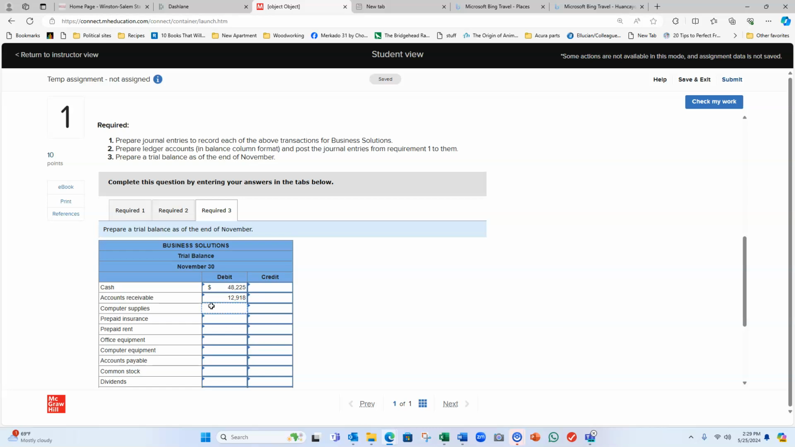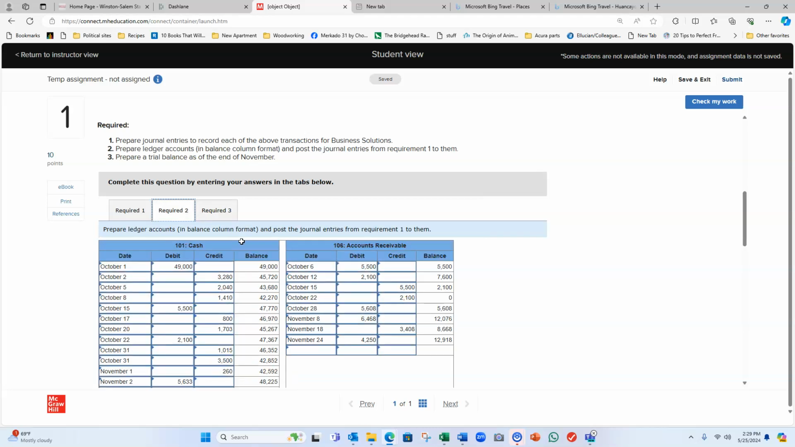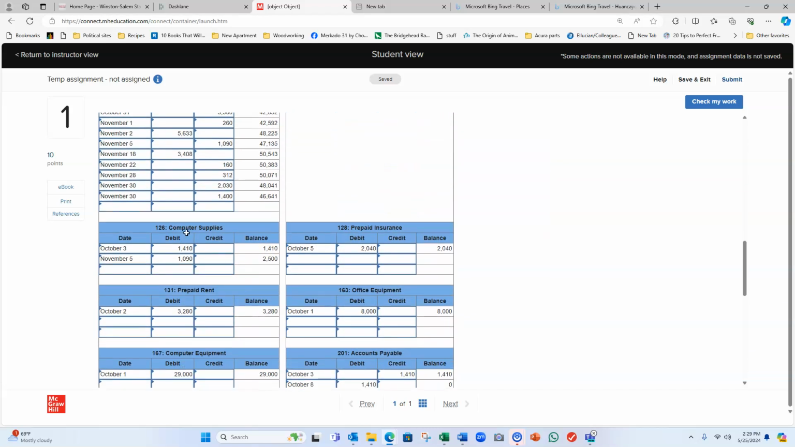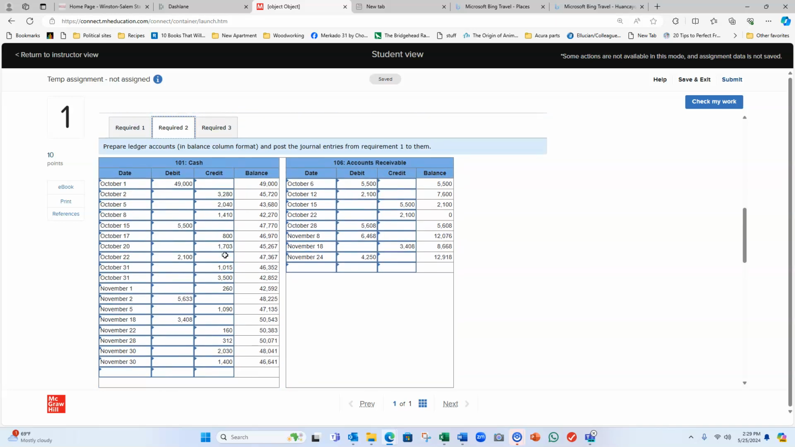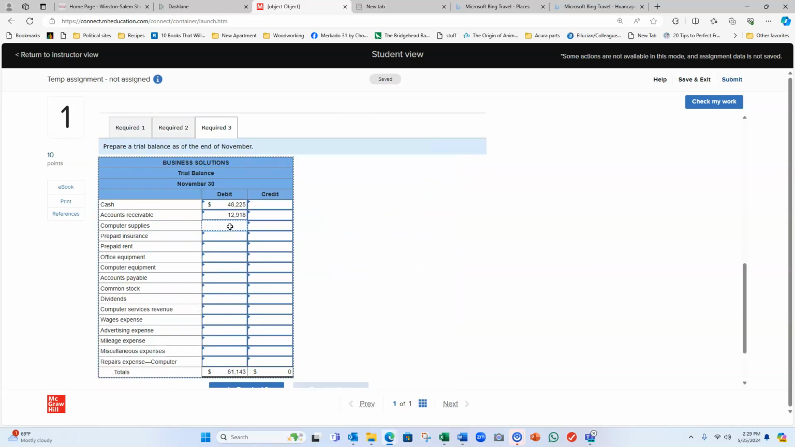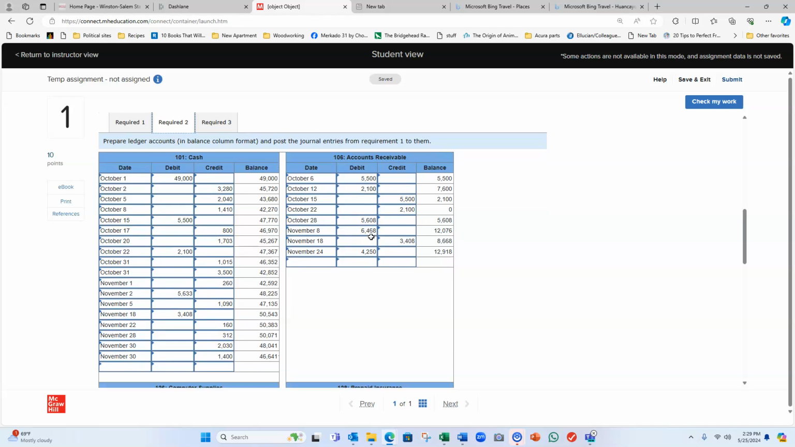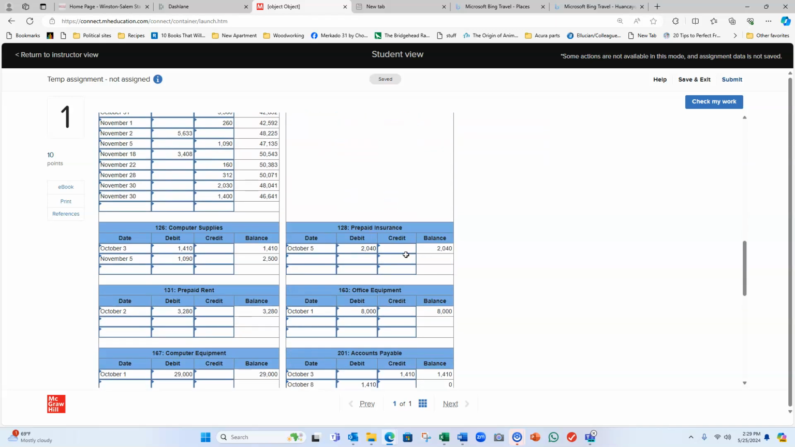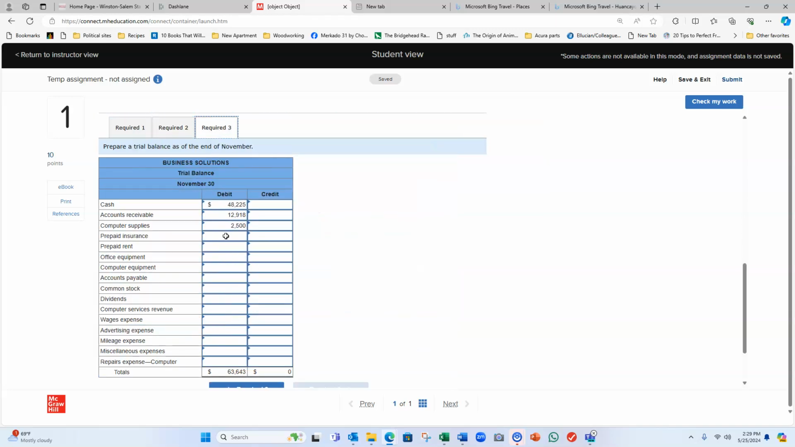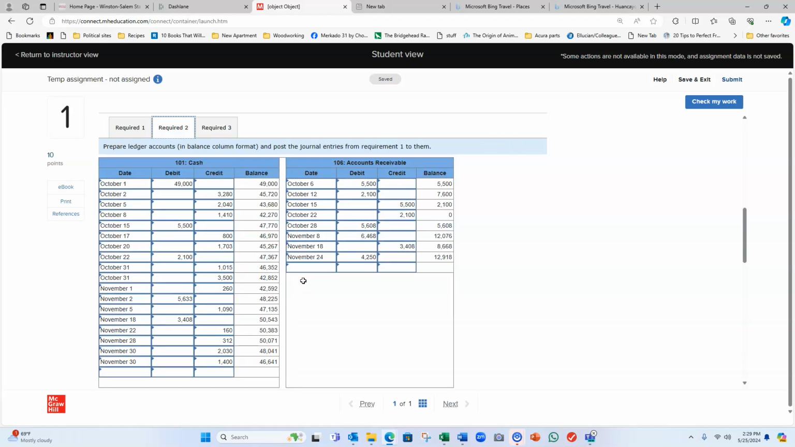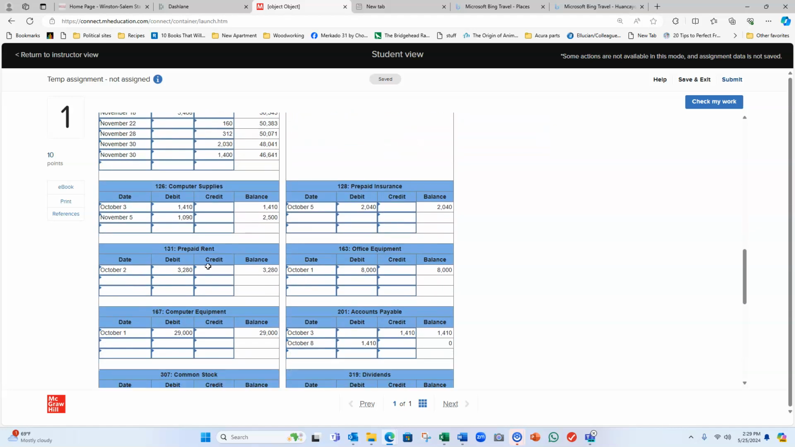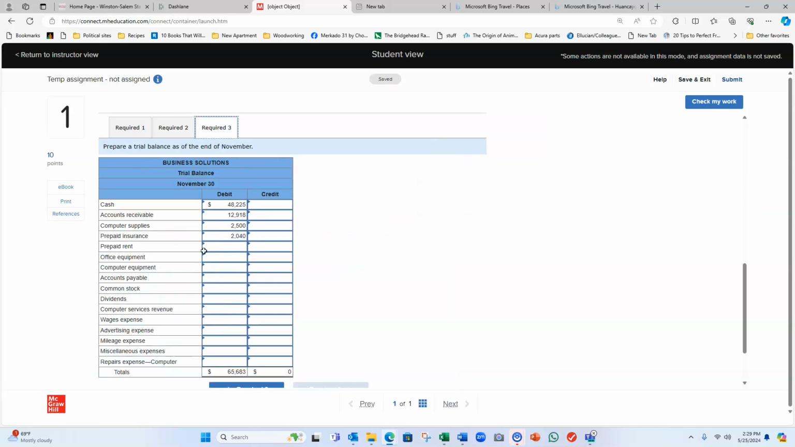Computer supplies is an asset. It's going to have a debit balance. Computer supplies has a debit balance of $2,500. Prepaid insurance has a debit balance of $2,040. Prepaid rent, a debit balance of $3,280.